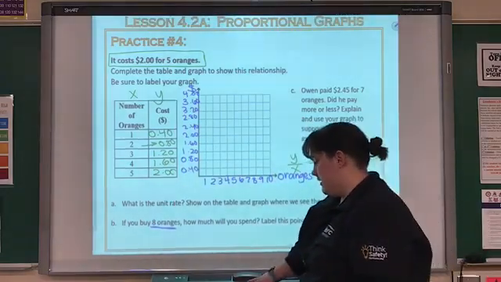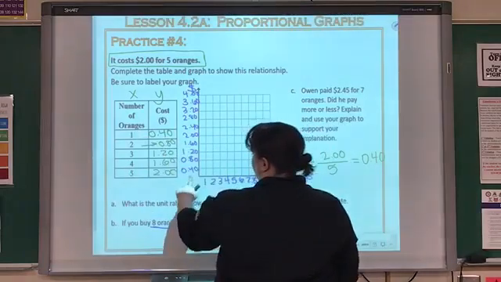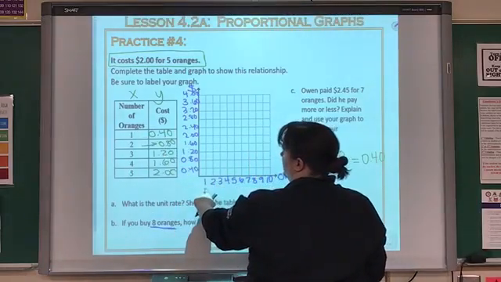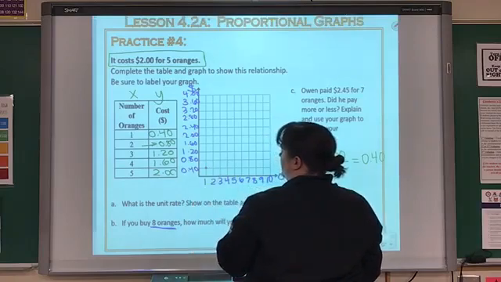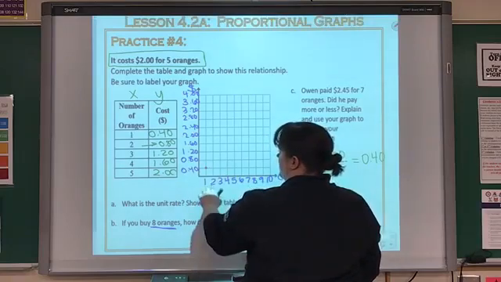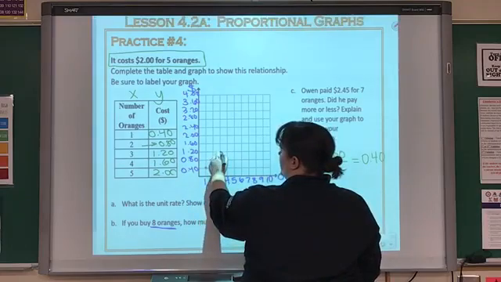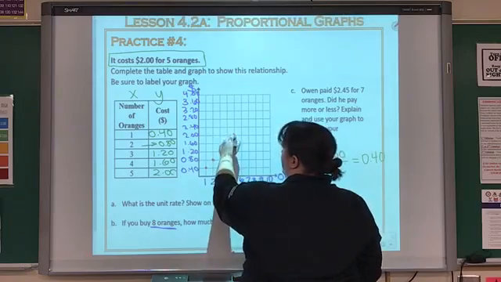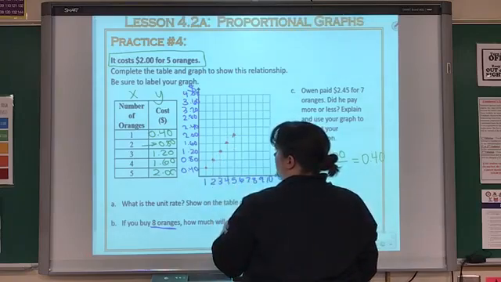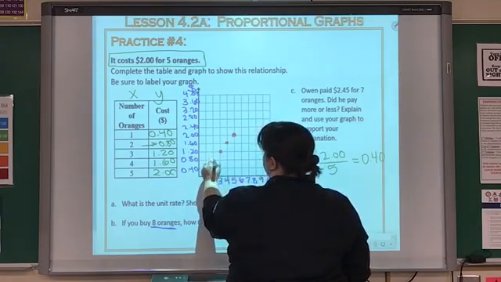So now we can graph these points. If I have 1 orange, I'm going to go to the right 1, and then it costs 40 cents, so I'm going to go up 40 cents. 2 and 80 cents, 3 and $1.20, 4 and $1.60, 5 and $2. Those are all of my points on this graph.